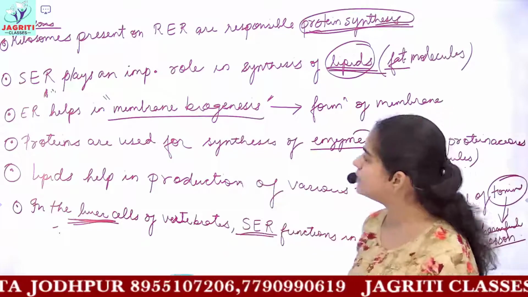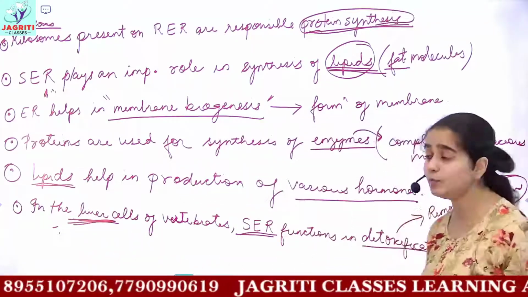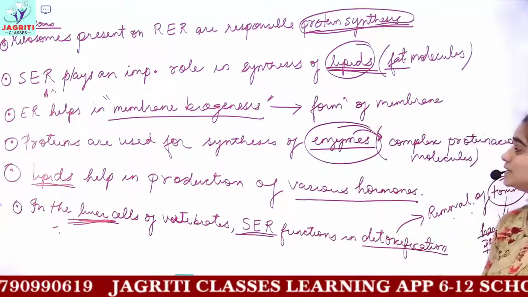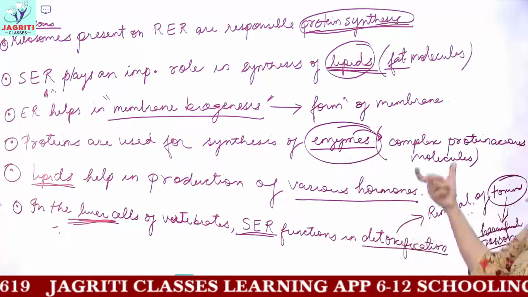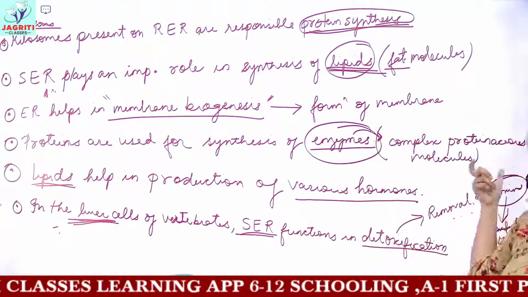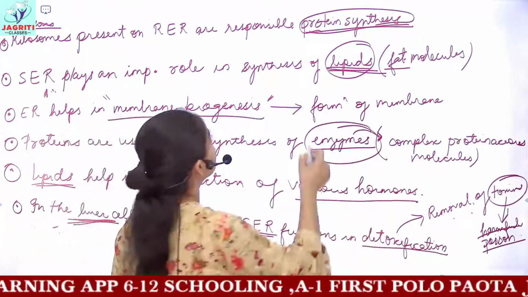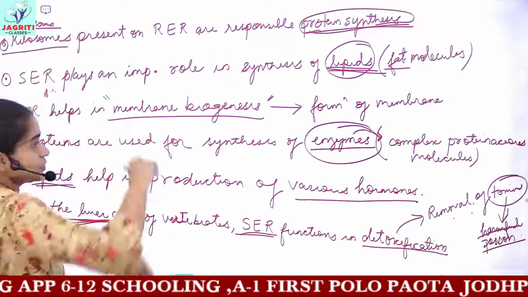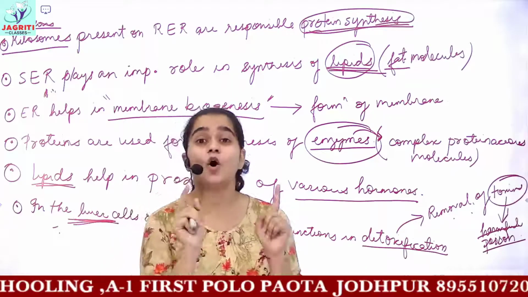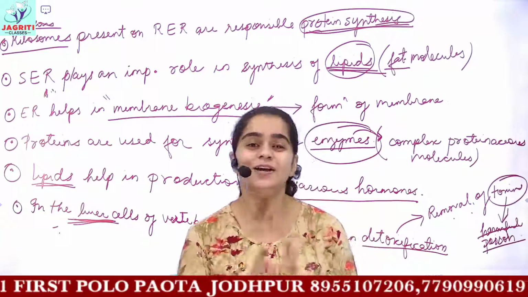Next, what is the function of lipids? It helps in the production of various hormones, whereas proteins are required for the synthesis of enzymes. Because enzymes are complex proteinaceous molecules. So we know that enzymes are made up of proteins, and from where will these proteins come? These proteins would be synthesized by ribosomes. So this was the whole account of the endoplasmic reticulum, including all its functions and structural features.